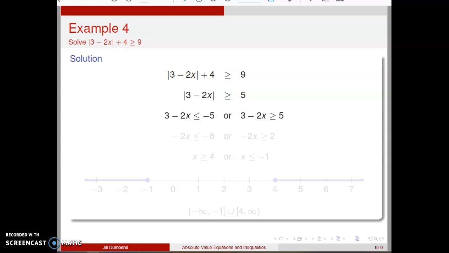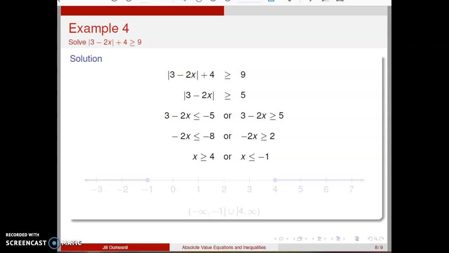Removing the absolute value, we get that our stuff is either less than or equal to negative 5 or greater than or equal to 5. We can subtract 3 from both sides of both inequalities. Now we want to divide both inequalities by negative 2, so the inequality signs will reverse upon the division. We get that x is greater than or equal to 4, or x is less than or equal to negative 1.